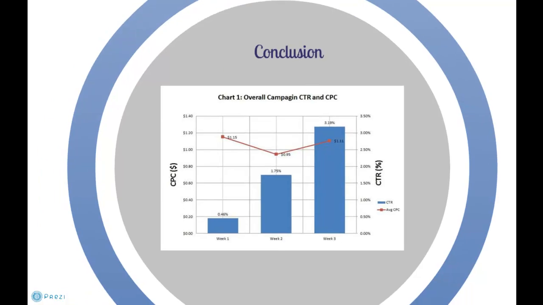So, the account ended on the 3rd week with a total of 258 clicks, 21,823 impressions, a 1.8% CTR, and an average CPC of $1.07. As shown in this chart, the CTR increased as the average CPC has slightly decreased due to adjustments made in the campaign.